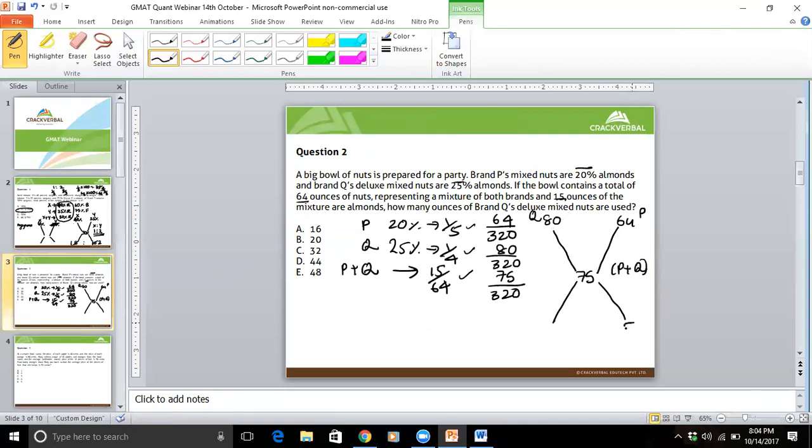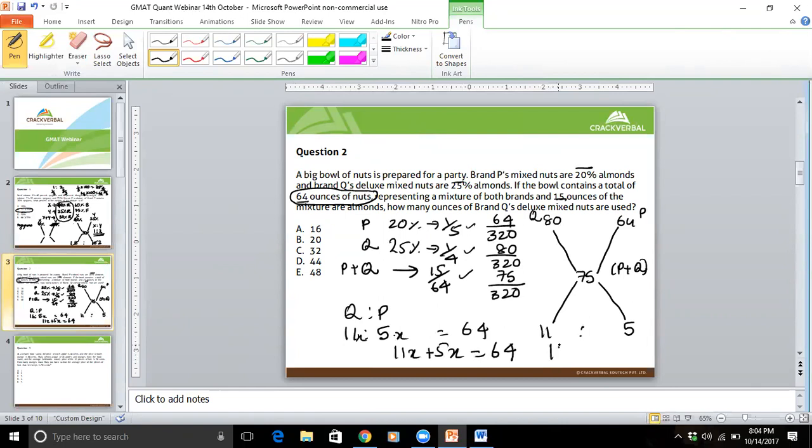So 80 minus 75 gives me 5, and 75 minus 64 has to give me 11. So clearly here, the ratio of Q's to P is 11 is to 5. Now think about this. If the ratio of Q's to P is 11 is to 5 and we have a total of 64 ounces of nuts, then using the rule of a ratio, 11x plus 5x has to be equal to 64. So clearly 16x is 64 and x is going to be equal to 4.